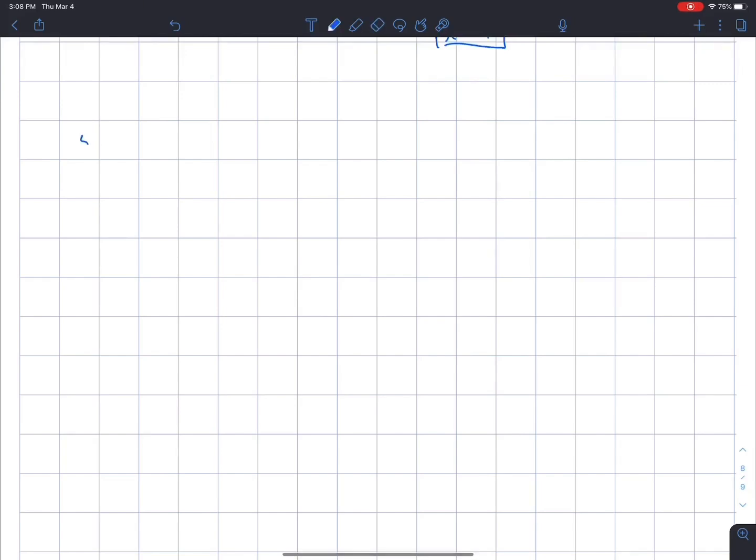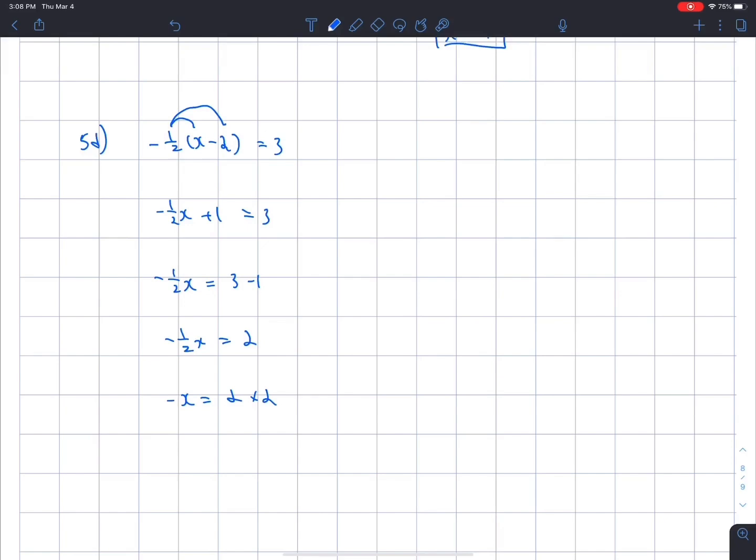5d. Negative half bracket x minus 2 equals 3. We multiply in, we get negative half x. Negative half times negative 2 is positive 1, equals 3. Negative half x equals 3 minus 1. Negative half x equals 2. And then we cross multiply the denominator 2 over. We get negative x equals 4. And finally, just dividing both sides by negative 1 to get x equals negative 4.